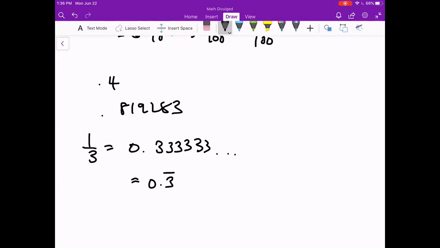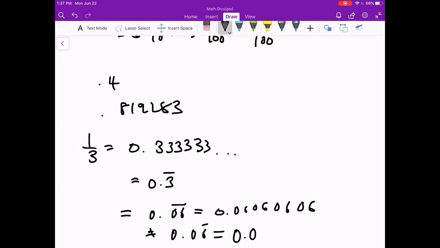Another repeating or non-terminating decimal would be 0.06 bar. That means the 06 would repeat forever, so it's 0.06060606. And keep in mind, this is not equal to 0.06 with the bar just over the 6. Since the bar is not over the 0, the 0 would only happen once, but the 6 would repeat forever. So that's equal to 0.0666666. So these are not equal. It's important to look at where the bar is, because I've definitely messed that up before.